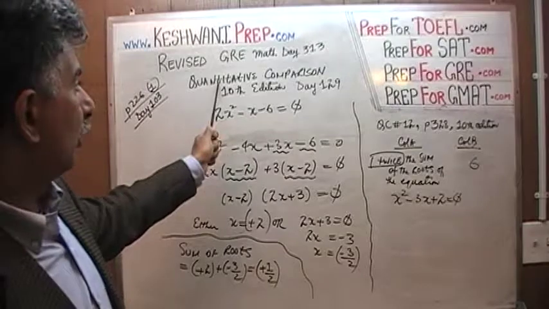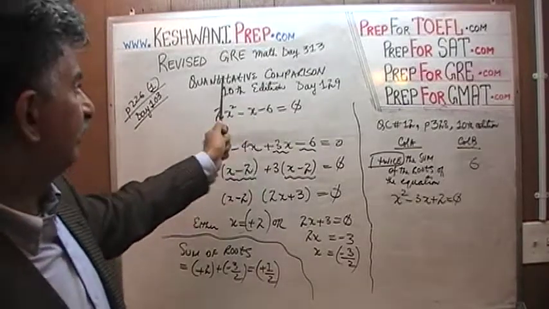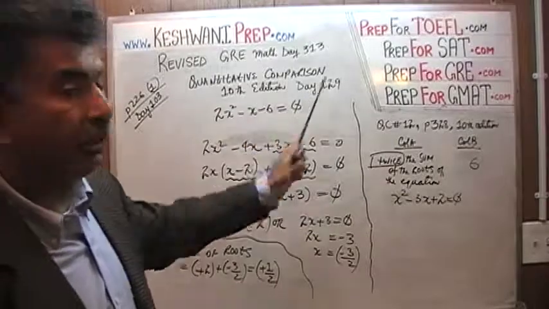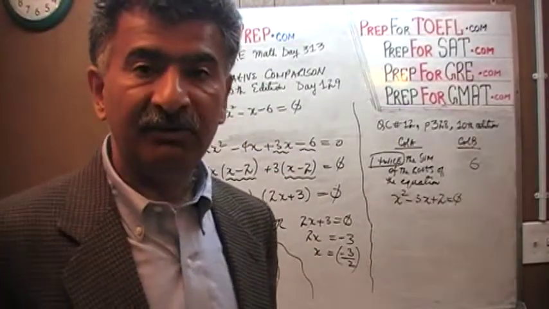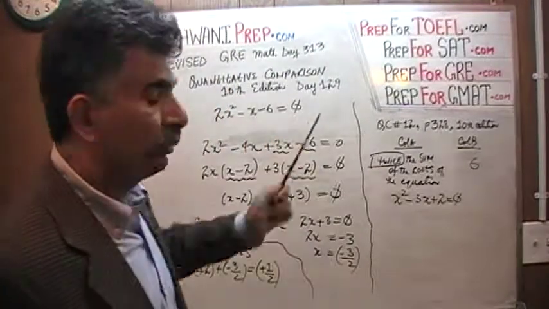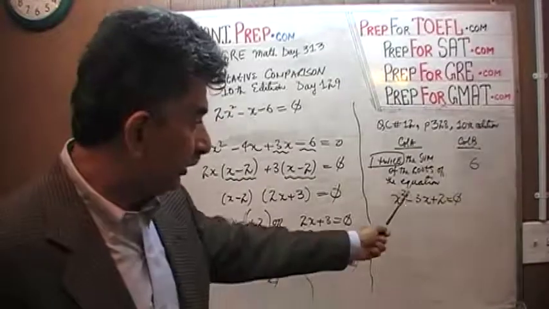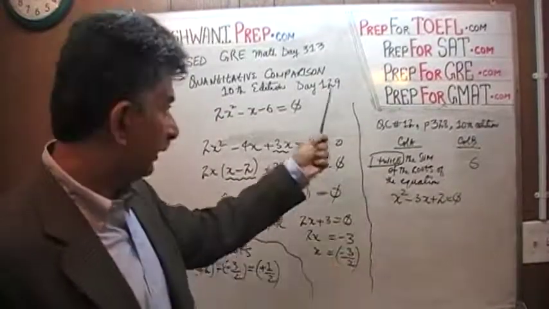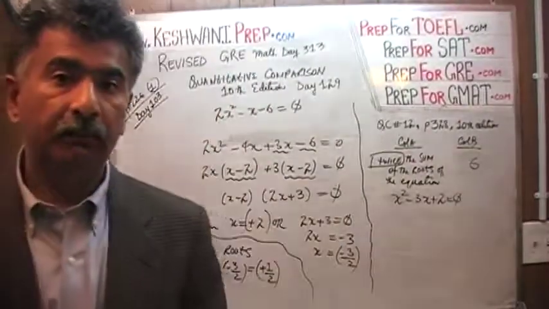Just type in quantity comparison, 10th edition, or you don't even have to type 10th edition, just type in quantity comparison, day 129, it will pop right up. And if you ever have trouble finding anything, then the next best thing is to also type in my name with it. Quantity comparison, day 129, Keshwani, and it will pop right up. But first, I want you to do it yourself, and then compare your work against the original solution that I did on day number 129 many moons ago.